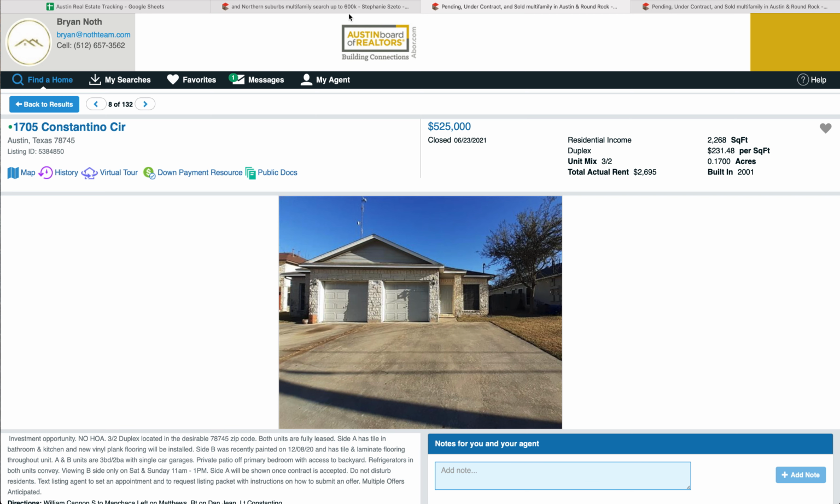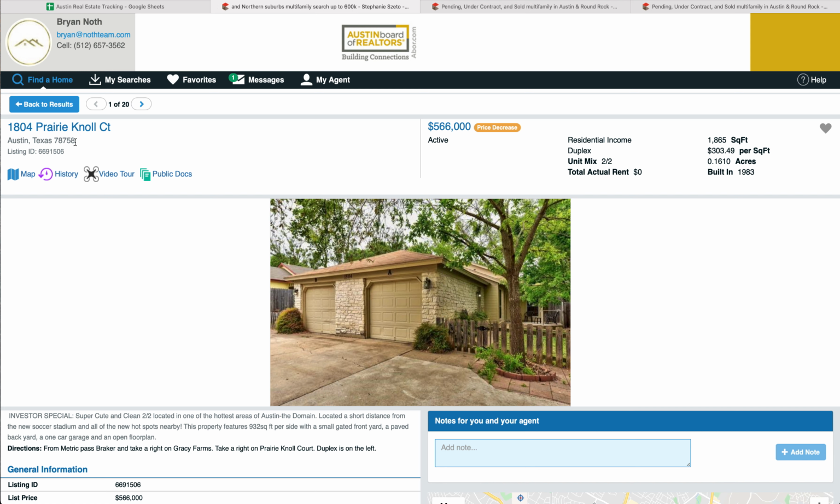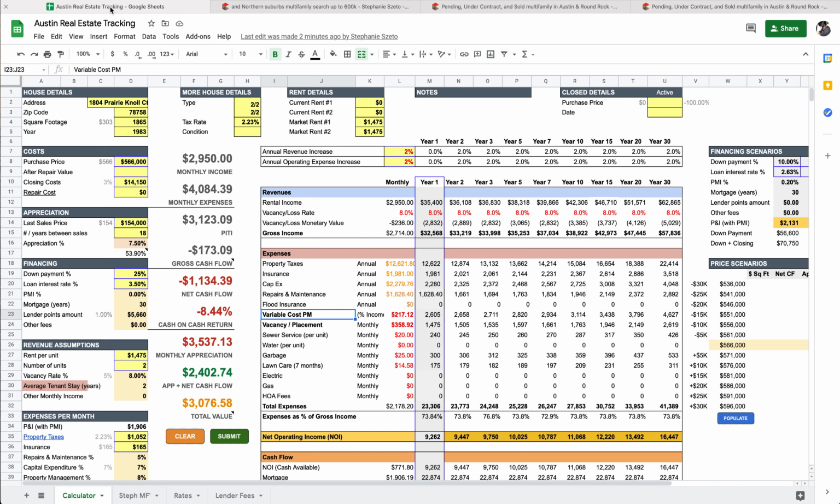So we'll start with this first one, 1804 Prairie Knoll Court. This one just recently had a price drop. Talking through this spreadsheet really quickly, I've got this master calculator spreadsheet where I punch in a lot of information about a property, and there are predetermined formulas that help me understand how the numbers will work out given a set of parameters. So that's the calculator spreadsheet.